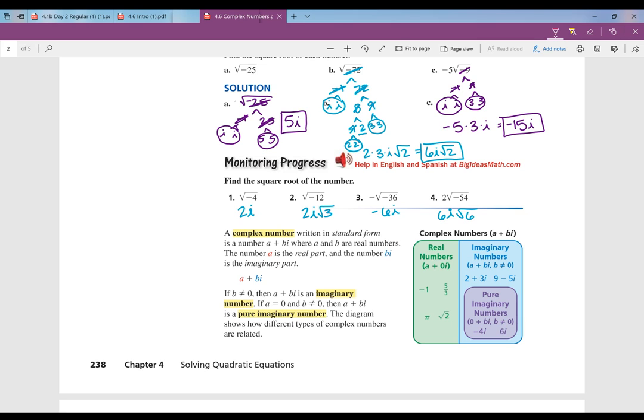Okay, so now we're going to talk a little bit more about complex numbers. A complex number written in standard form is a plus bi, where a and b are real numbers. The number a is the real part of the number, and the number bi is the imaginary part. Right? So a is just a real number, and bi has that imaginary part to the number.